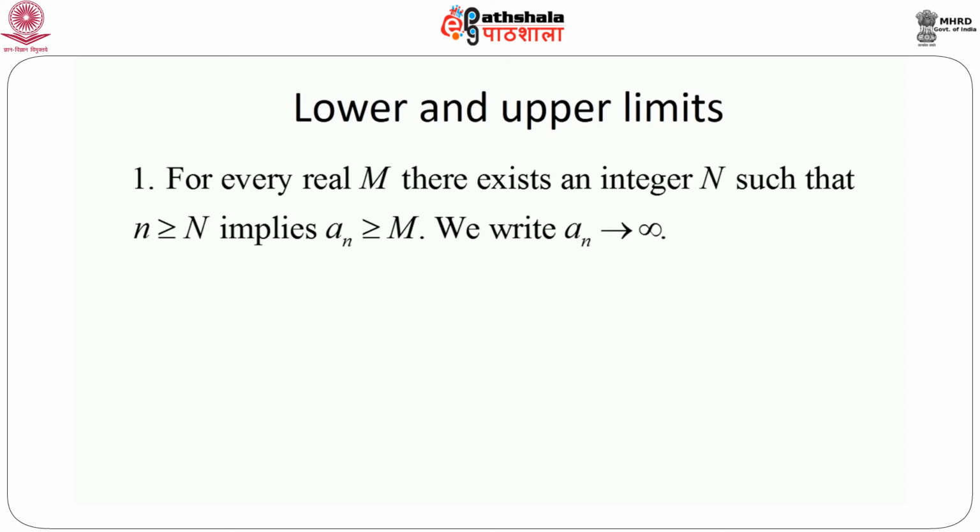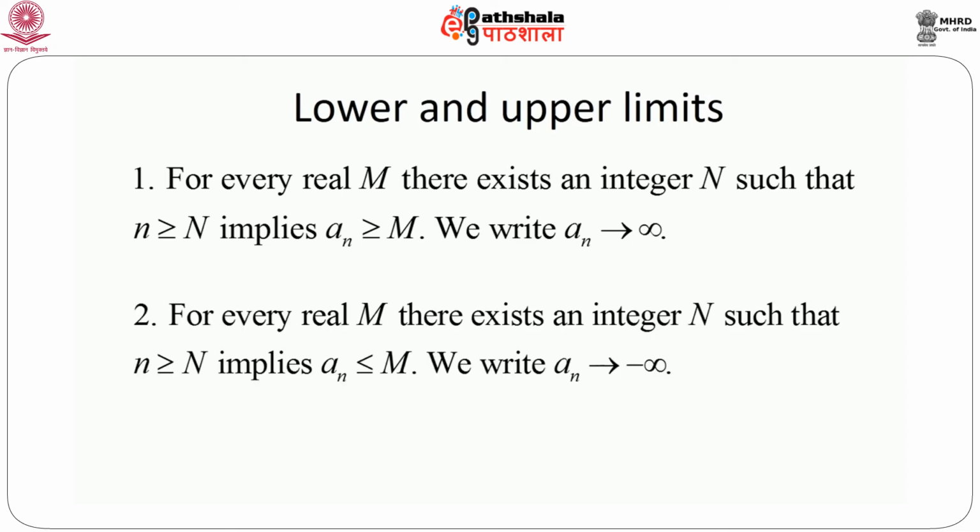We write that a_n goes to infinity as small n goes to infinity. Similarly, for every real number M, there exists an integer capital N such that whenever small n is greater than or equal to capital N, this will imply a_n less than or equal to capital M. So, previously note that it was a_n greater than or equal to capital M, and now a_n is less than or equal to M. So, in that case we write a_n goes to minus infinity as n goes to infinity, because we are not putting any other restriction on a_n for the first and second sequence, only one side is bounded.